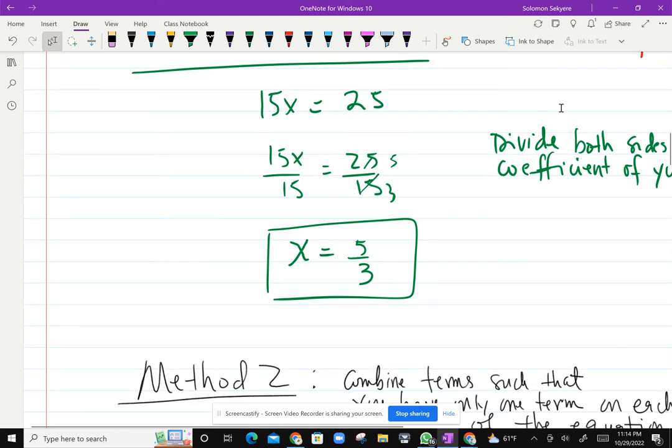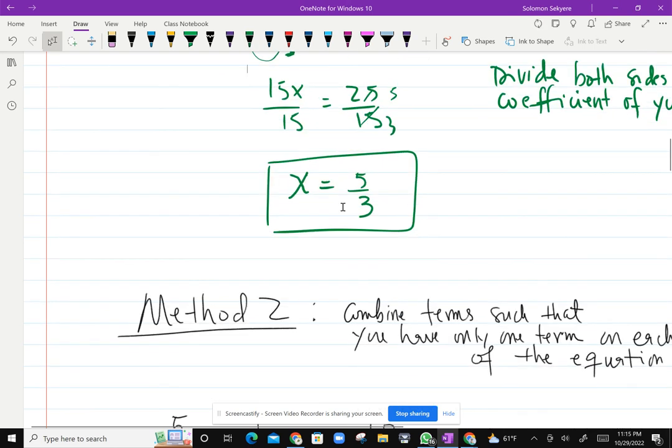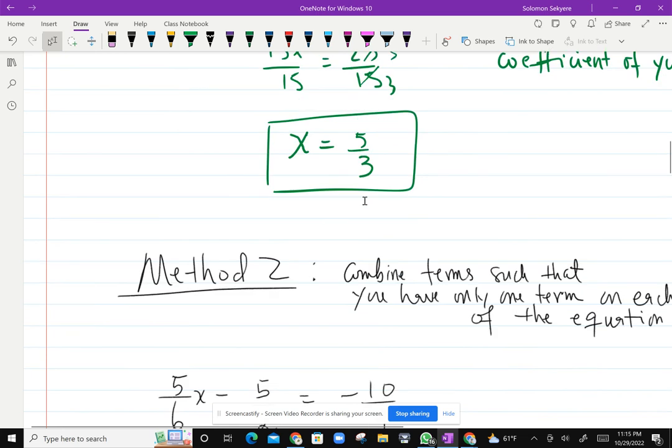What do we do? How do we find our unknown? Always divide. What do you call the number multiplying your variable? That's your coefficient. Divide both sides by your coefficient, and x equals 5 over 3.